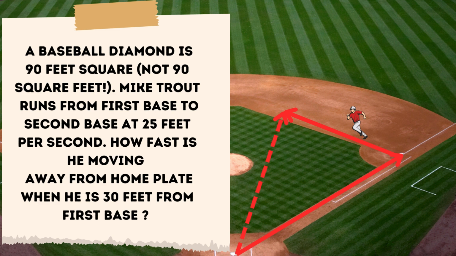A baseball diamond is 90 feet square, not 90 square feet. Mike Trout runs from first base to second base at 25 feet per second. How fast is he moving away from home plate when he is 30 feet from first base?